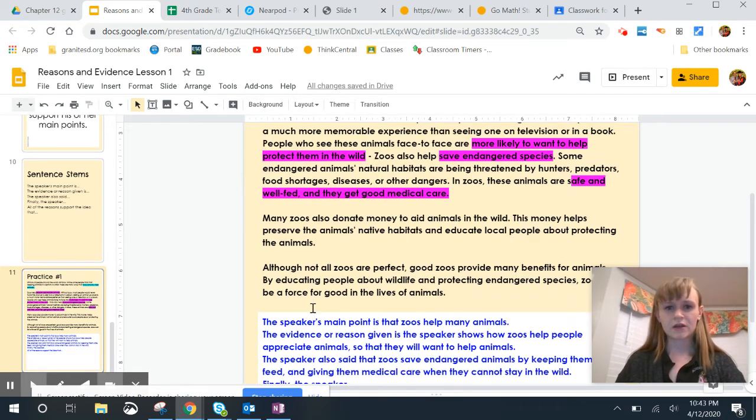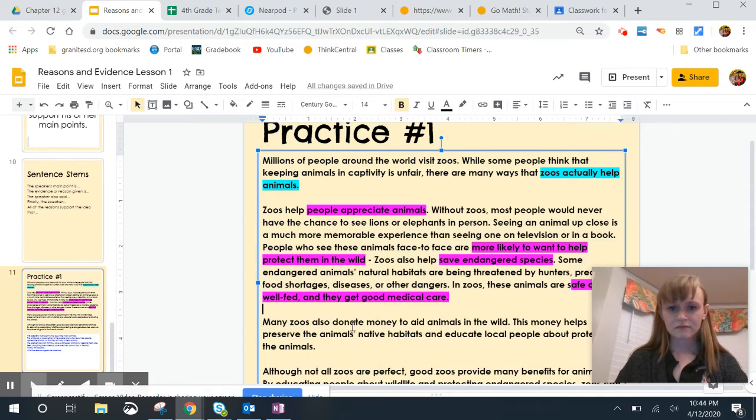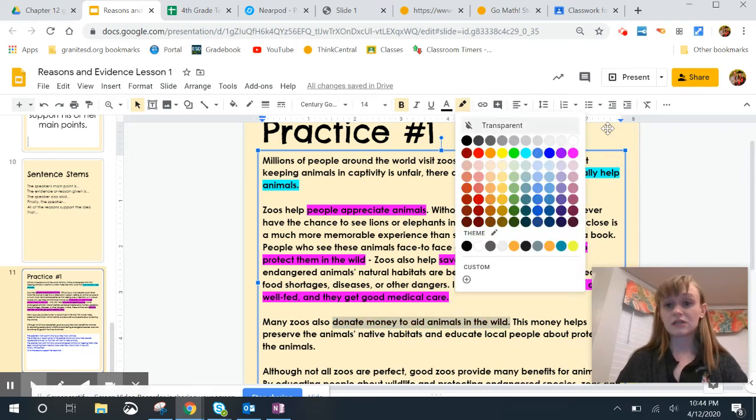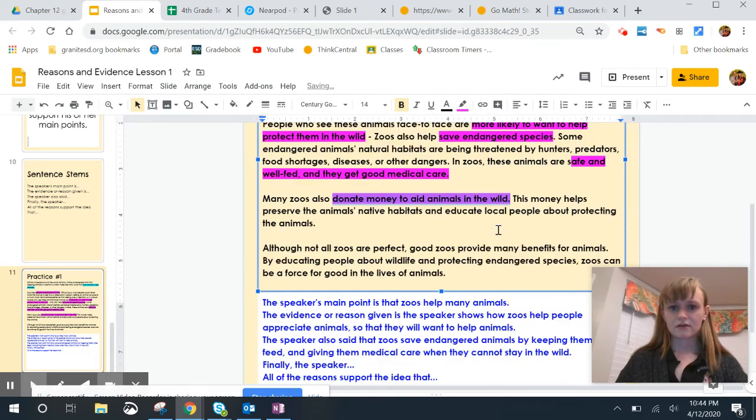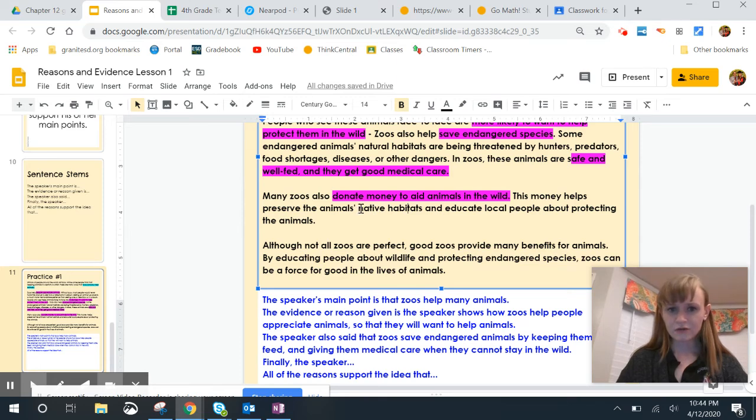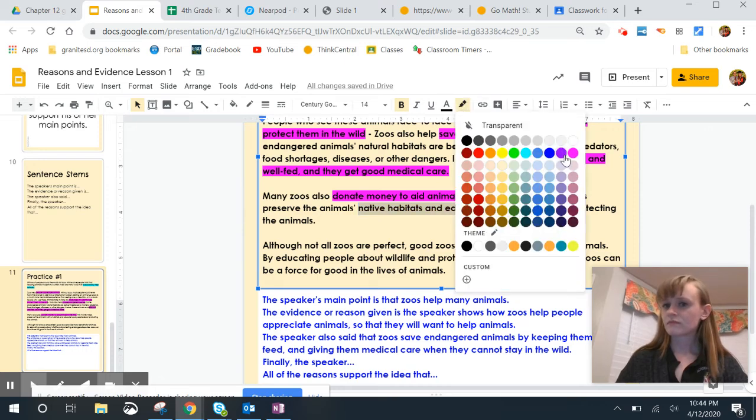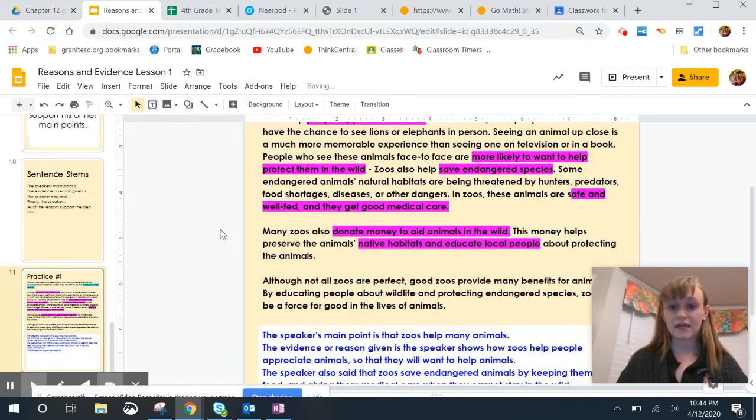Okay, I'm going to keep reading the next paragraph. Many zoos also donate money to aid animals in the wild. This money helps preserve animals' native habitats and educate local people about protecting animals. Ooh, so that's another thing zoos do, they donate money to aid animals in the wild. So even though they're helping some animals that live in the zoo, they also give money to animals that don't live in the zoo. And the reason they donate money is to preserve natural habitats and educate local people to keep animals in the wild safe.